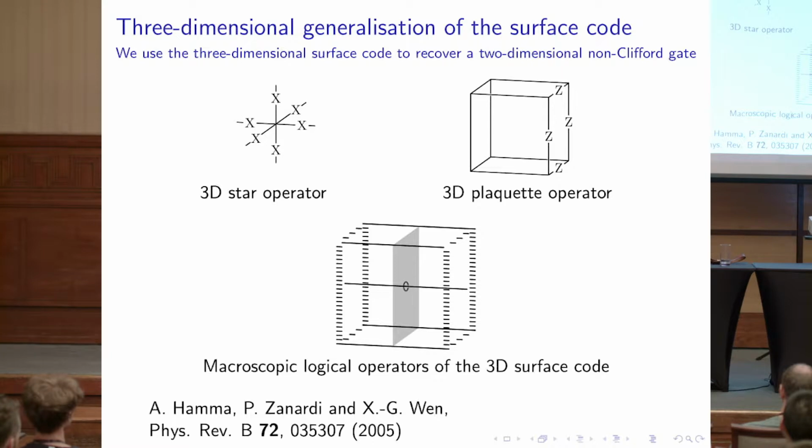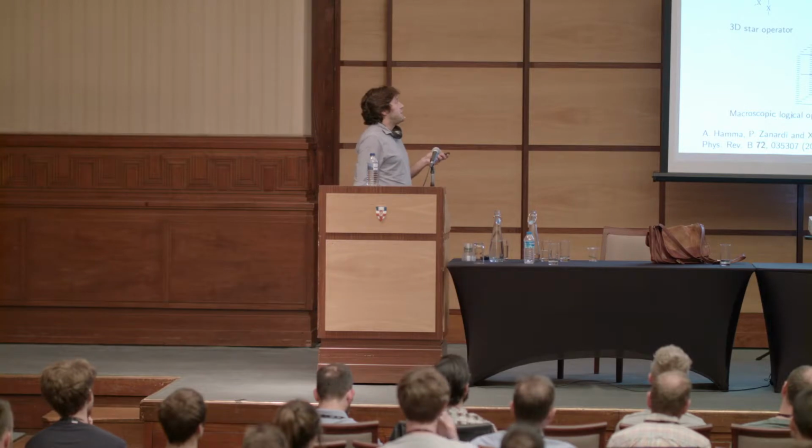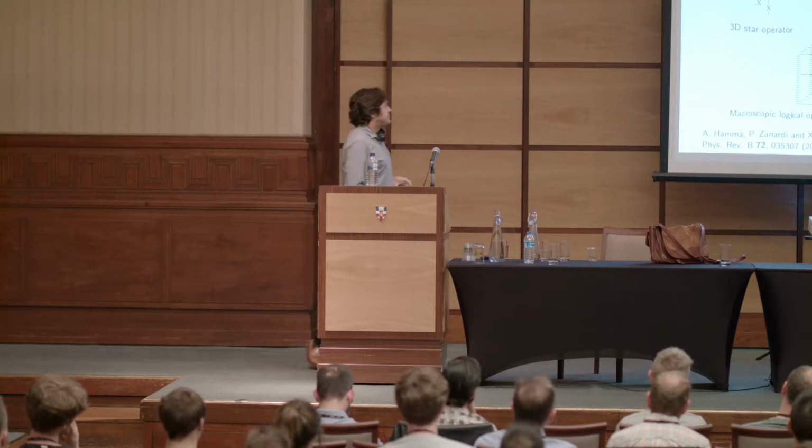So a lot of the reason this gate works is because of a property the 3-dimensional surface code has. The 3-dimensional surface code is just like the 2-dimensional one. It has a star operator of Pauli X's touching the vertices of some lattice, and plaquette operators, which are the product of Pauli Z's on the boundary of a face of some three-dimensional lattice.